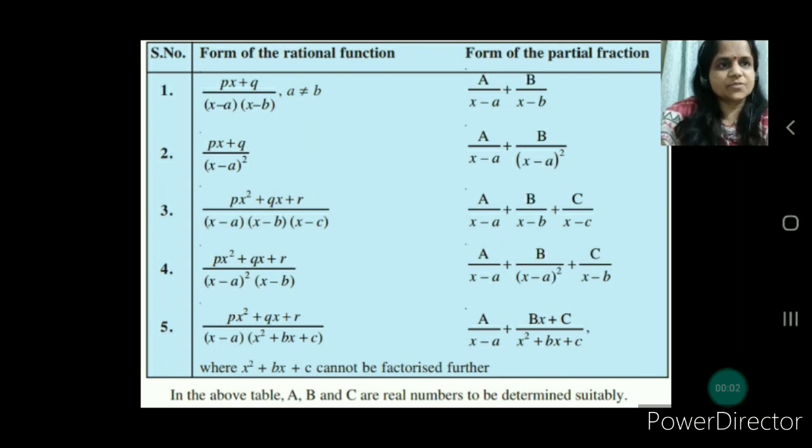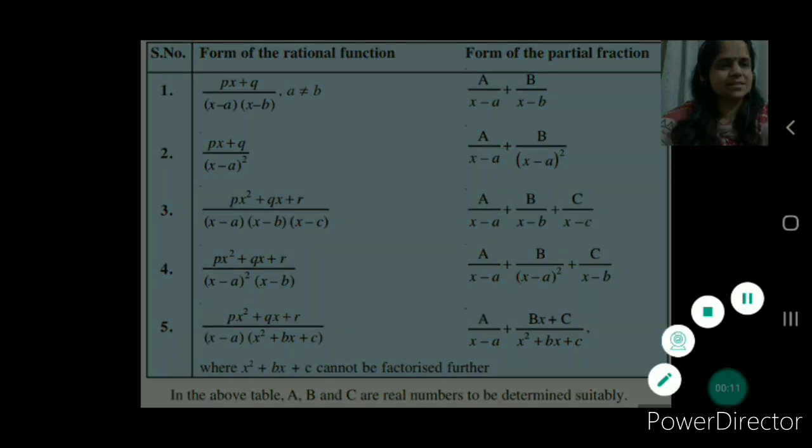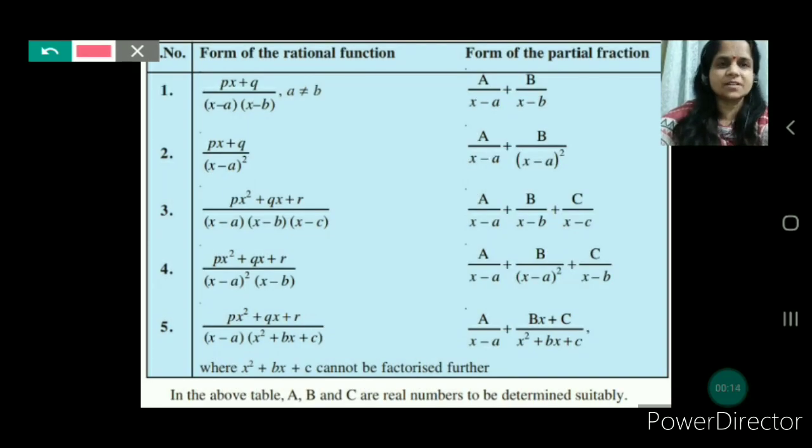In this video, students, you will learn one more method of integration, by partial fractions. So first of all, let's start with the forms of partial fractions.